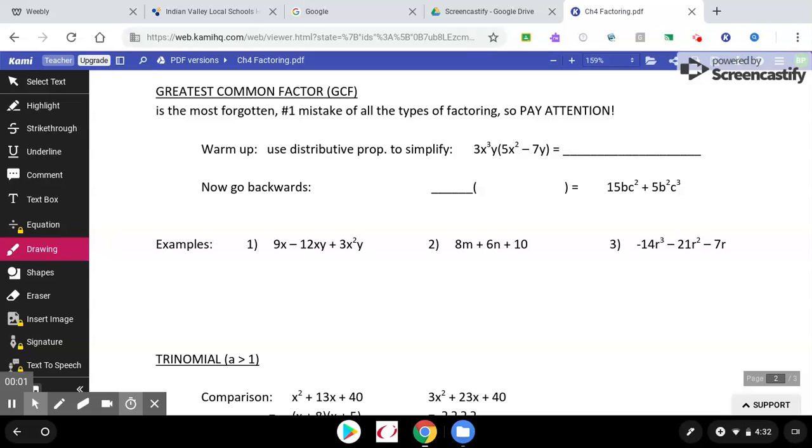Chapter 4, Greatest Common Factor. And I hope you're watching this one because this is the one that's hardest to remember. Number one mistake. So pay attention. So I'm going to skip here. I'm not going to do all the warm-up I did with some of the other videos here. I just want to point out this to you.